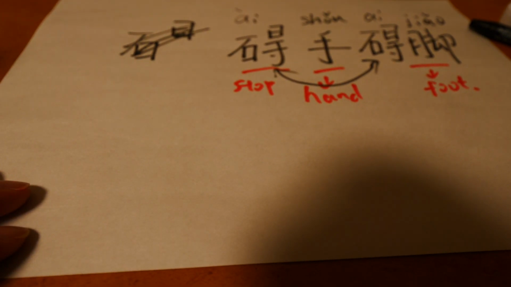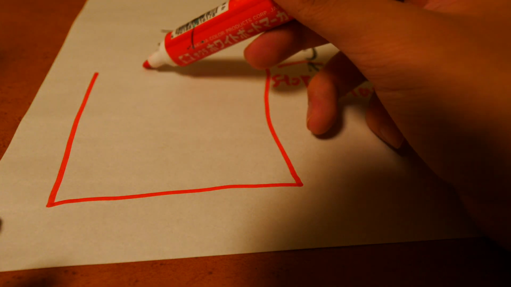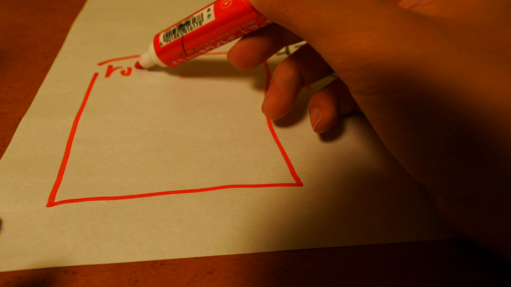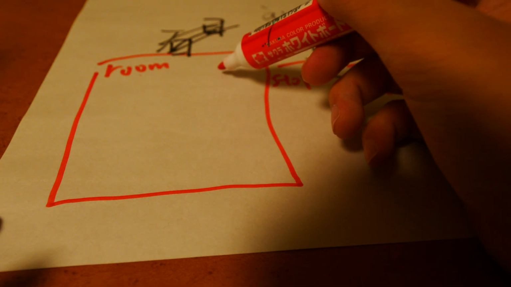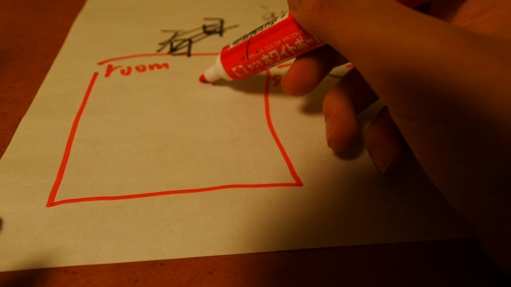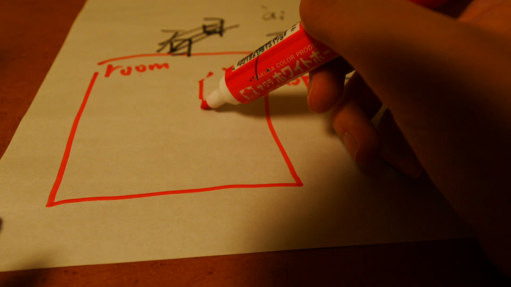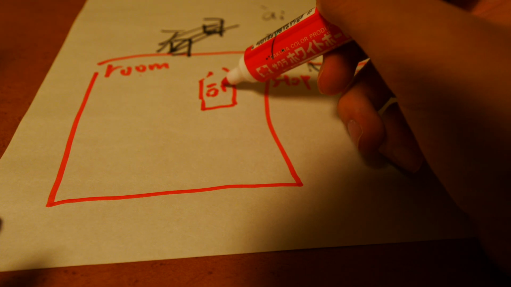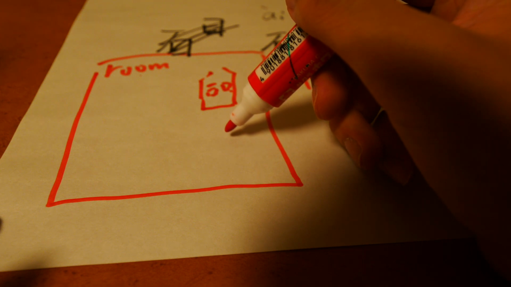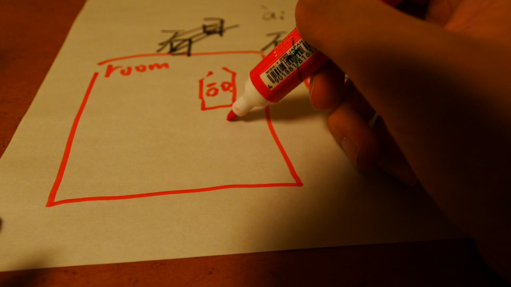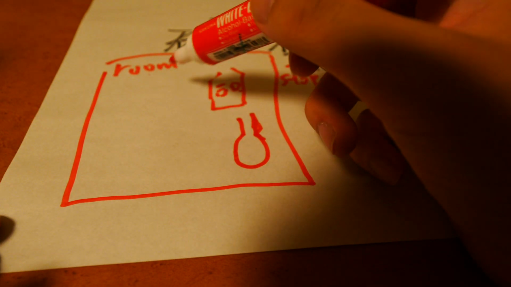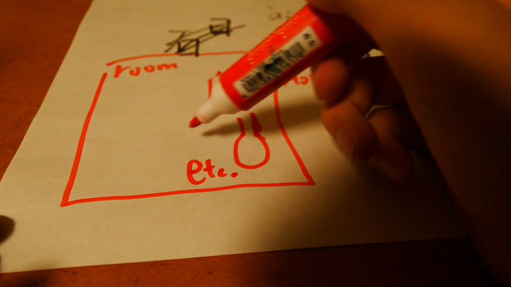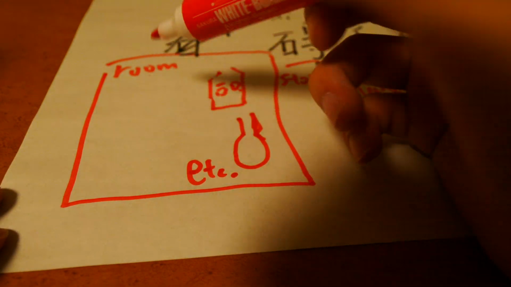For example, this is a room. It's very dirty. You want to clean, and there are some clothes, some rubbish, some bottles, and so on. A lot of things in the room, and you want to clean.